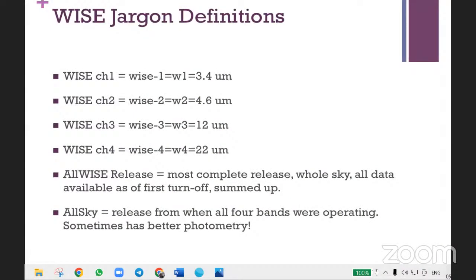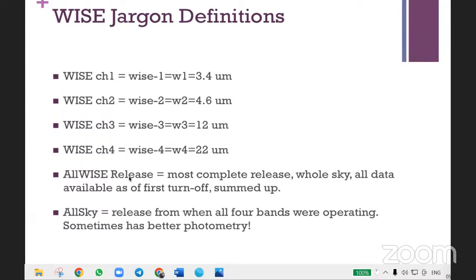So the jargon in this field sort of... WISE channel 1 is sometimes called WISE 1 or W1, and is 3.4 microns. WISE channel 2, WISE 2, W2 is 4.6 microns. WISE channel 3 is 12 microns. WISE channel 4 is 22 microns.